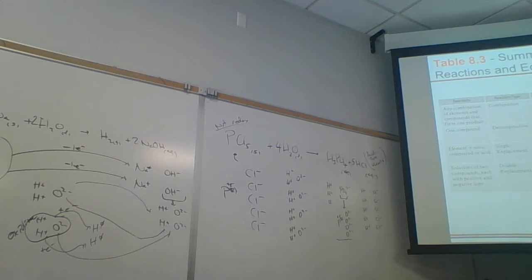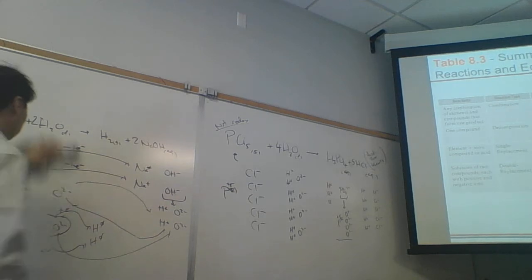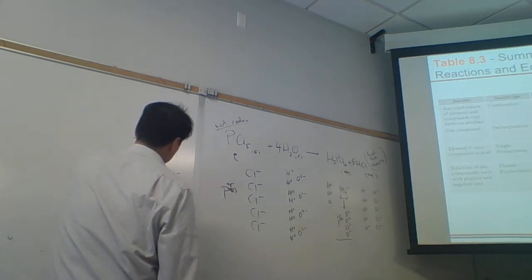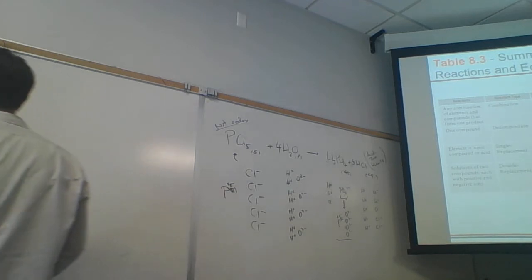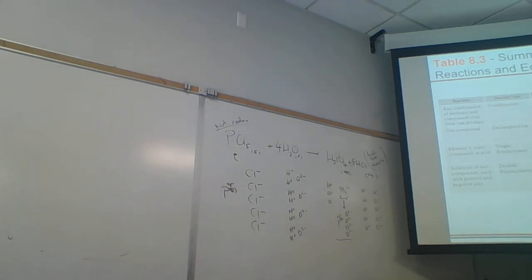Well, since we're on the topic of balancing reactions, let's look at some more. Acid-base reactions, there are two subtypes that we look at. There's something called the Bronsted acid-base reaction. And a Bronsted acid-base reaction would be something like this.